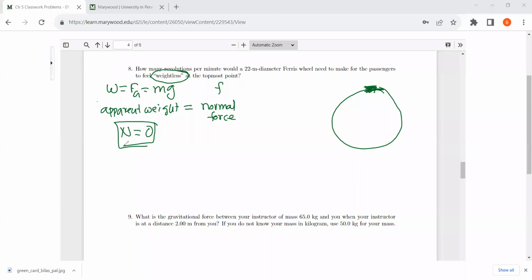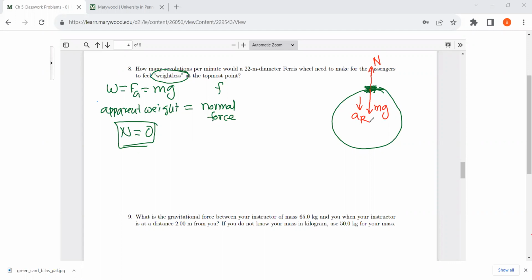Now, when the person is on the chair in a Ferris wheel, what are the forces? There will be the gravitational force, and because it is on the Ferris wheel, there will be a normal force. And because it is moving in a circular path, at this point the direction of the centripetal acceleration is this one. So this is the whole picture.